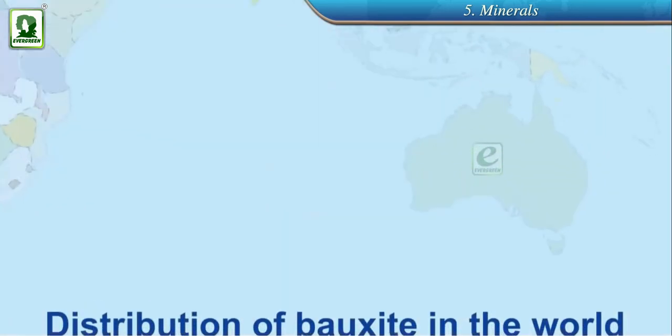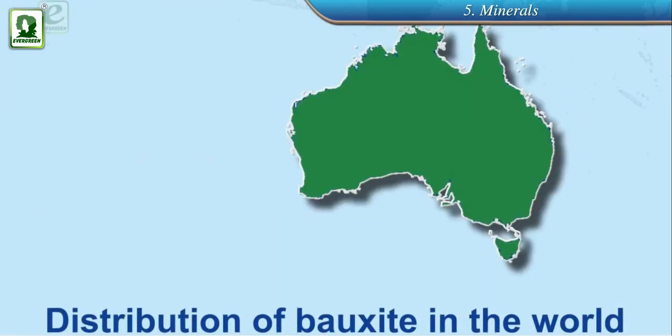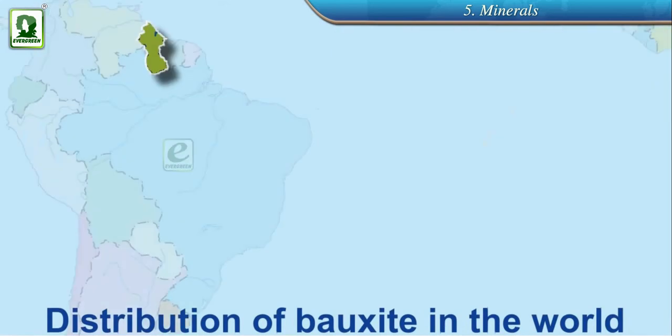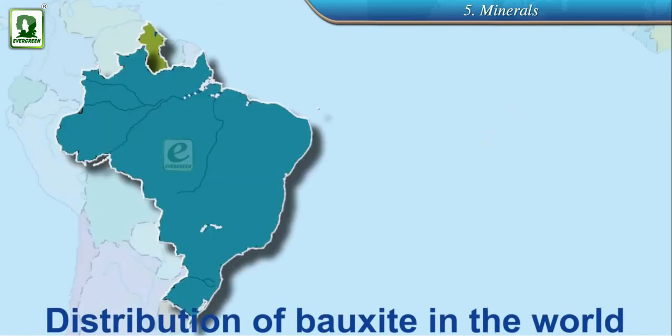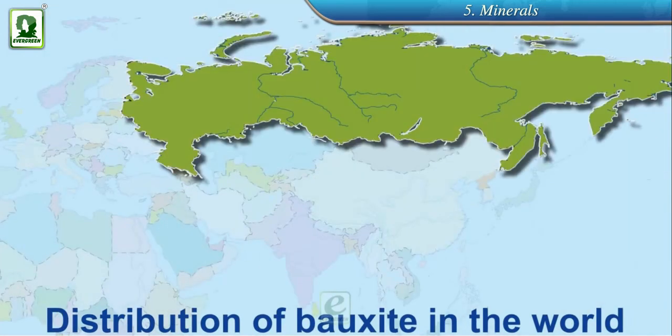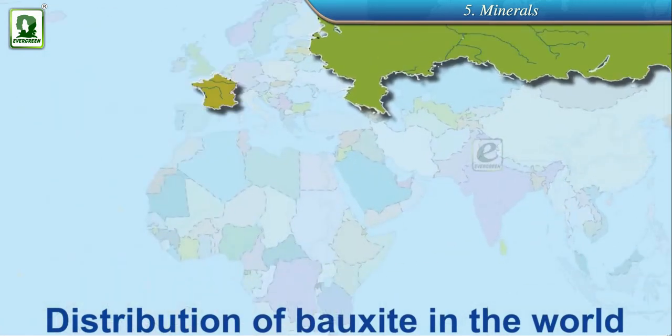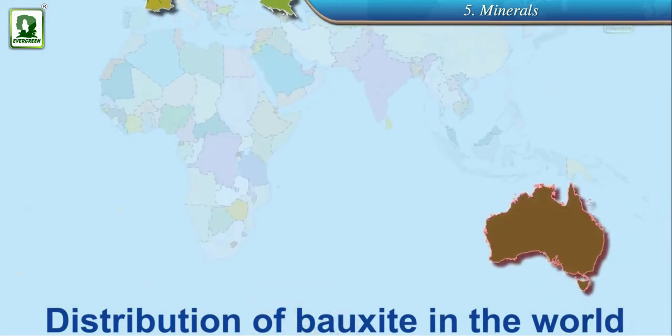Distribution of bauxite in the world. Australia, Guinea, Brazil, Suriname, Russia, and France are the major producers of bauxite in the world. Australia is the largest producer of bauxite in the world.